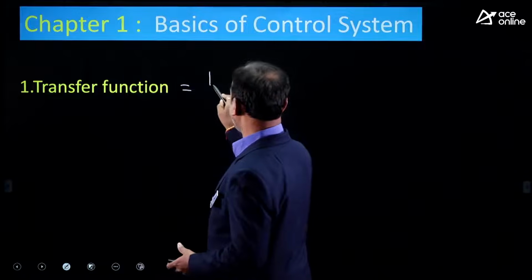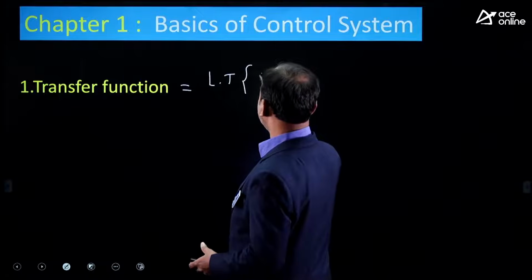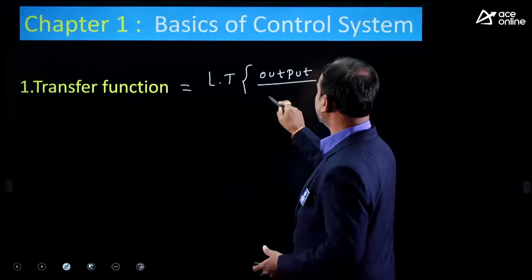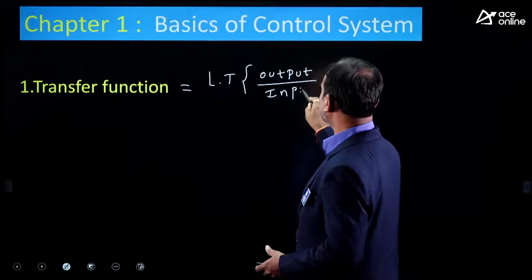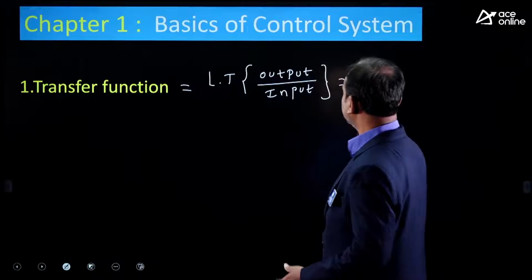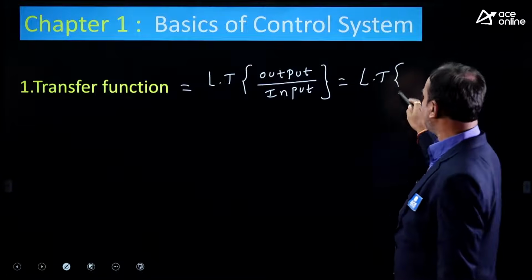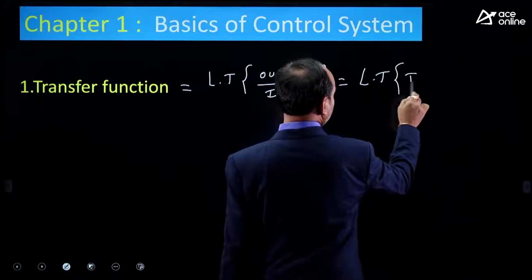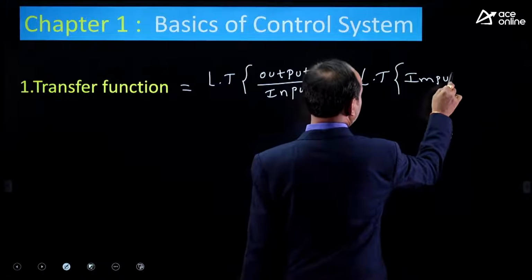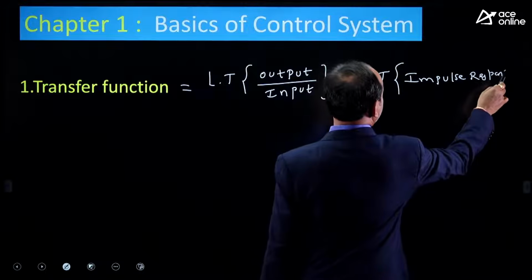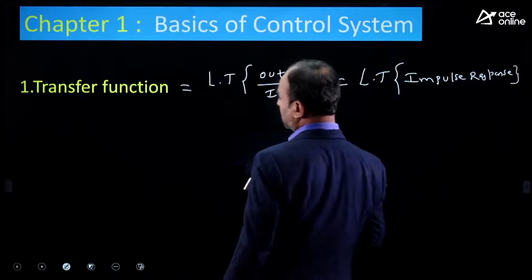Transfer function is equal to the Laplace transform of output upon the Laplace transform of input. This is a formula. First, this is the first definition. Second definition for the transfer function: the Laplace transform of the impulse response. Based upon this one, the examiner is asking questions. So transfer function, the state level exam questions are asking.